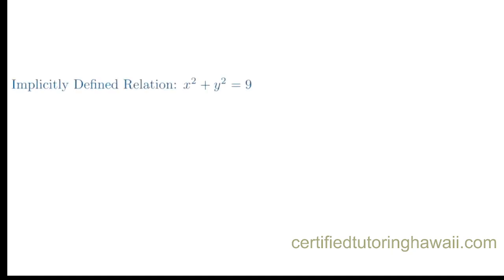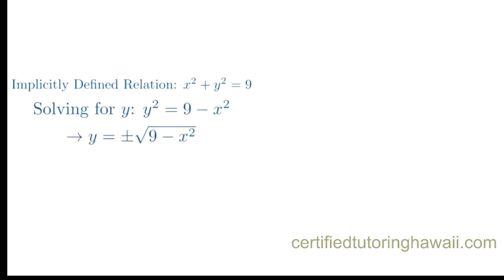Consider the equation x squared plus y squared equals 9. We call this an implicit equation because the relationship between x and y is implied, or mixed up together, rather than stated explicitly as y equals some function of x. If we try to solve for y, we get y equals plus or minus the square root of 9 minus x squared. Notice the plus or minus.